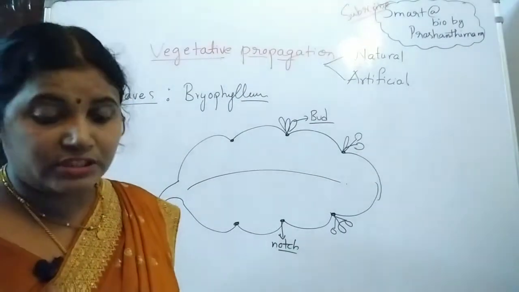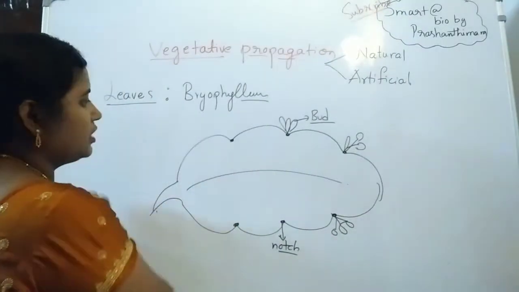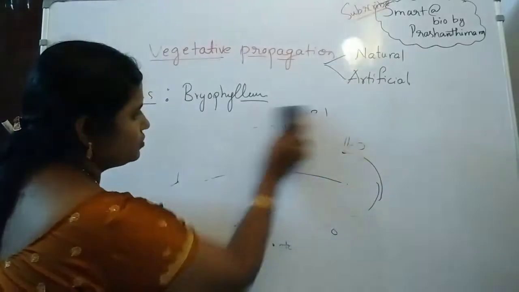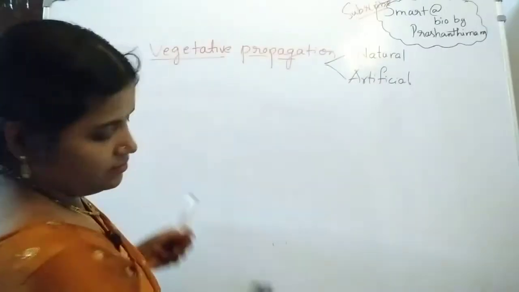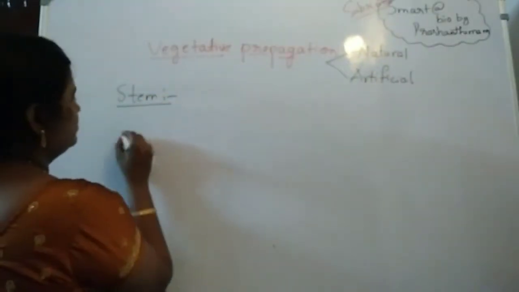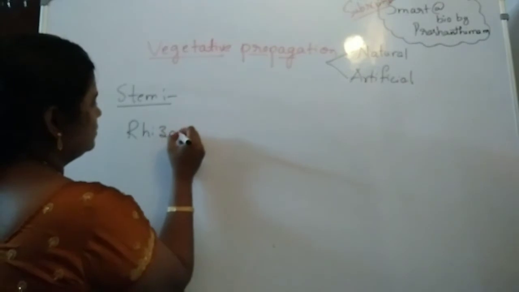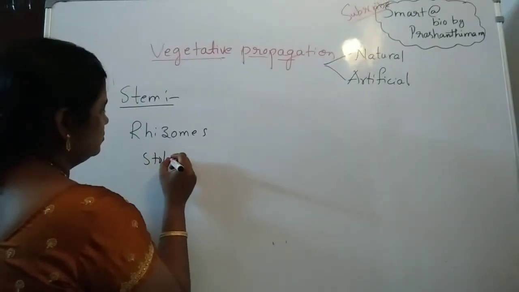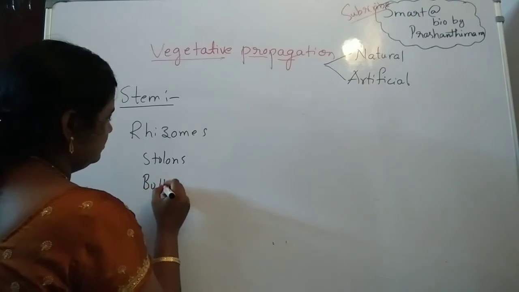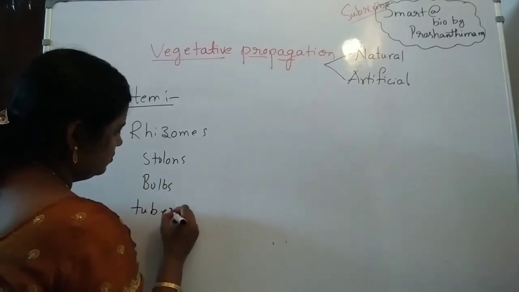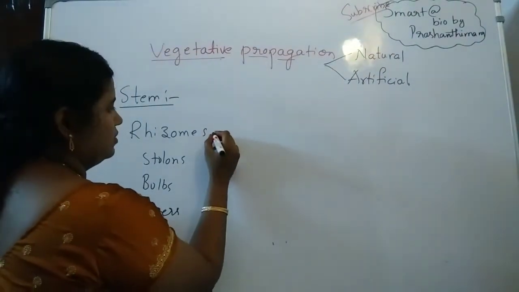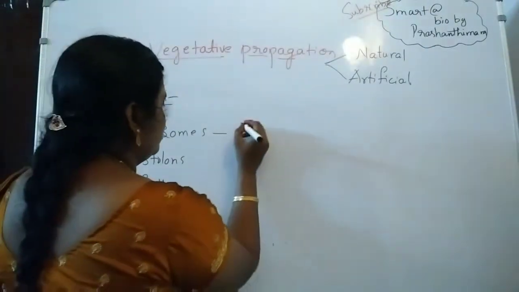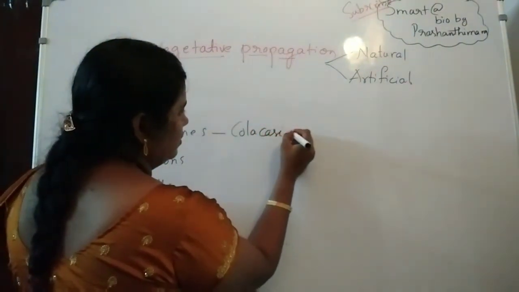Next we are going to the stem modifications, where stems are involved. In stems we have many examples: rhizomes, stolons, bulbs, tubers. These are all stem modifications only. Here stems are going to form the new plant. Rhizomes, for example, colocasia and ginger.